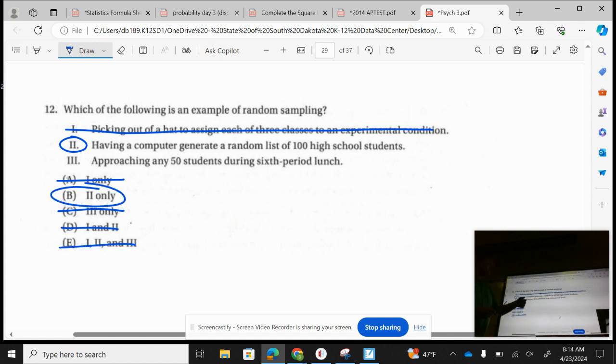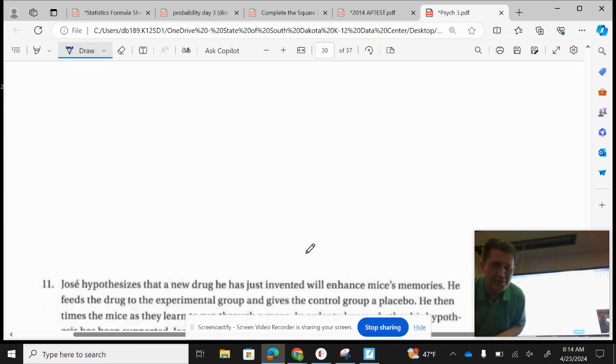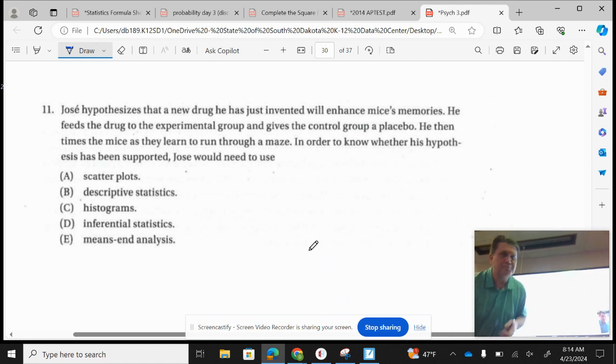Okay, approaching any 50 students during 6th period, that's not random. When we implement our choice, that's not random assignment. No, another bell's going to ring. I might just stop at that, but let's try to get a couple more of these done.